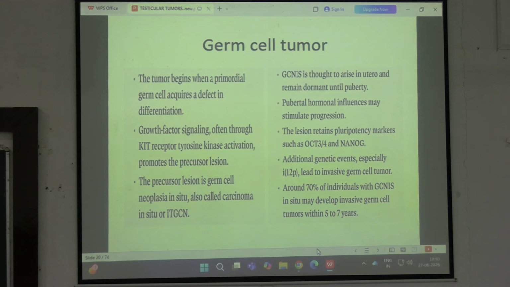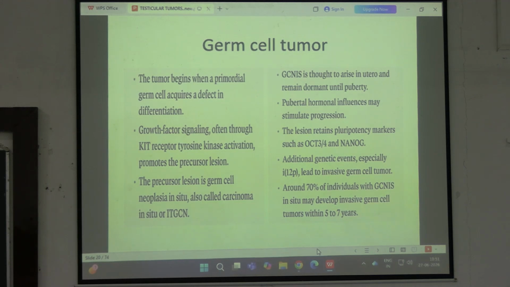I hope you are able to understand: invasive germ cell tumors come either from GCNIS or are not related to GCNIS. Two types. Most common are the ones that are coming from GCNIS, almost 90%. The rest, fewer, that are not related to in situ carcinoma, have better prognosis, but they are rarer. I hope you have understood this point.